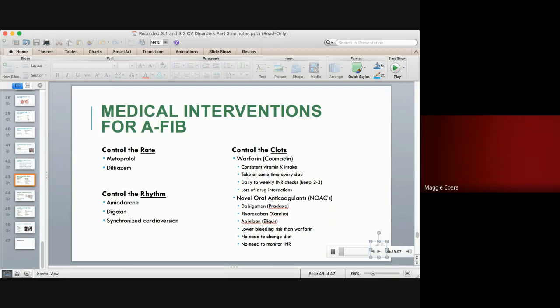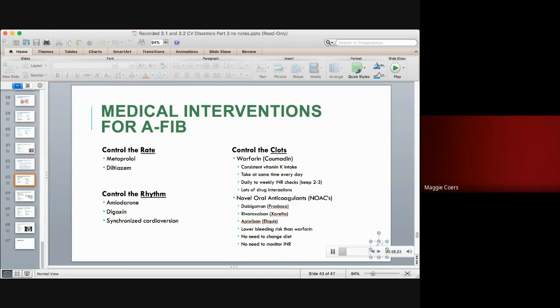Sometimes we want to control the rhythm. We can control the rhythm with amiodarone or digoxin. But both of these meds are dangerous, and they both have a lot of renal issues. So sometimes we really forgo controlling the rhythm, and we just control the rate.